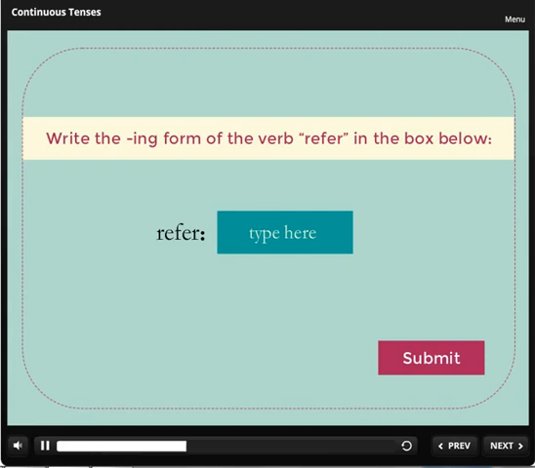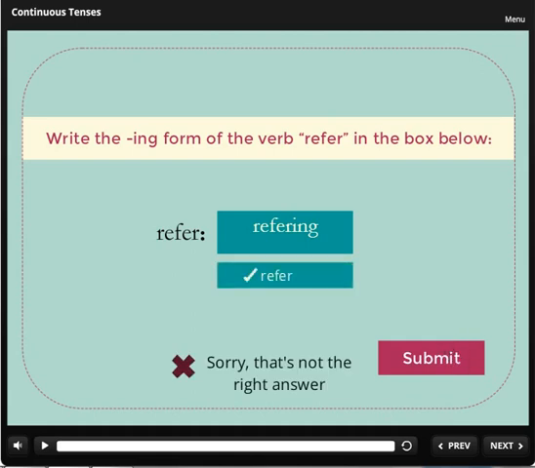Write the ing form of the verb refer in the box below. Refer ends with the vowel E, then the consonant R. We need to double the letter R, then add ing.